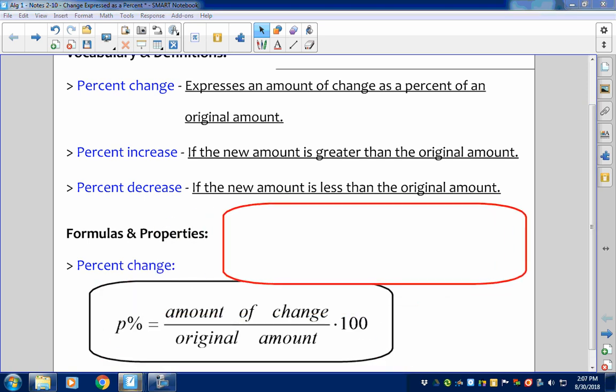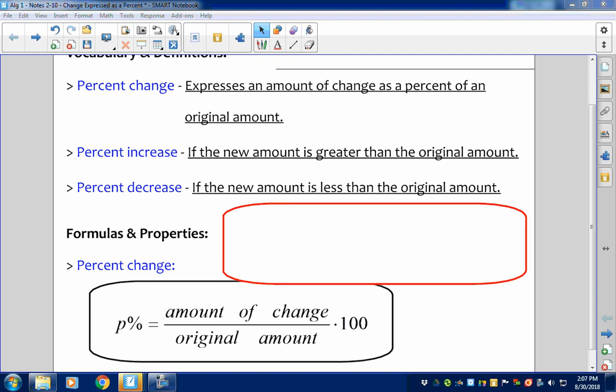Okay, so here's the percent change formula. P percent, your percent change, is the amount of change over the original amount times 100. You have to multiply by 100 to get it back to a percent. So that'll be divided? Yep.